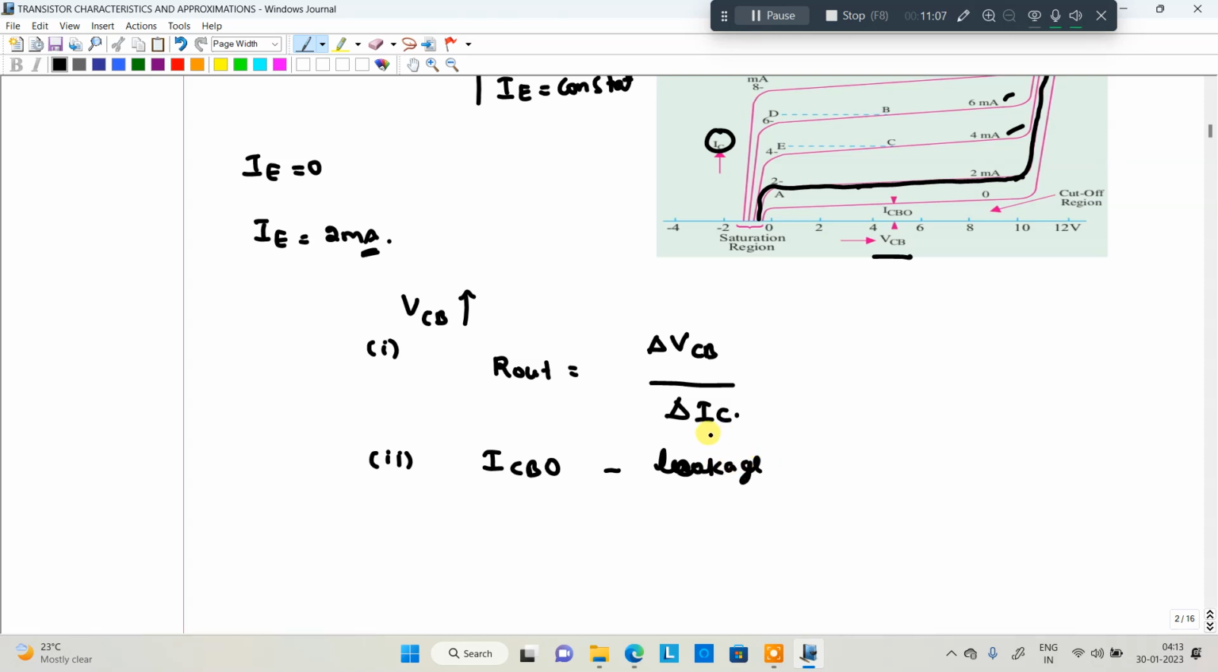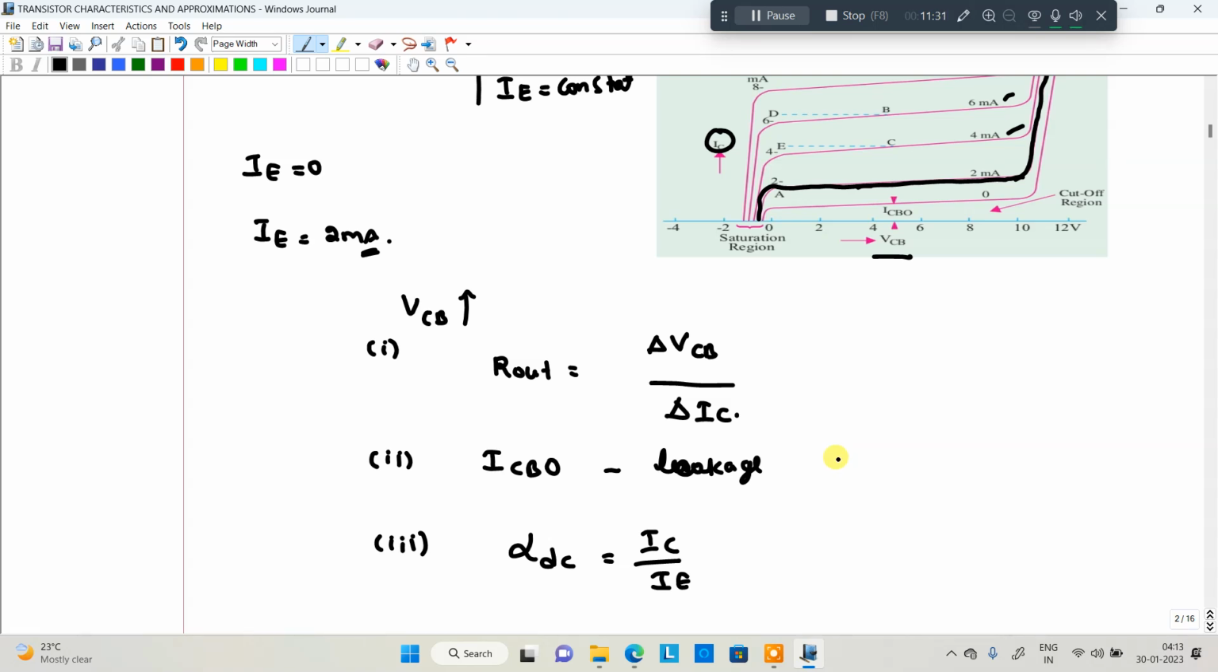After that, with the help of this characteristic, we can also find out alpha DC, that is the current gain. How do we find the current gain? IC divided by IE is the current gain. You can also find it with the help of that. So this is about that.